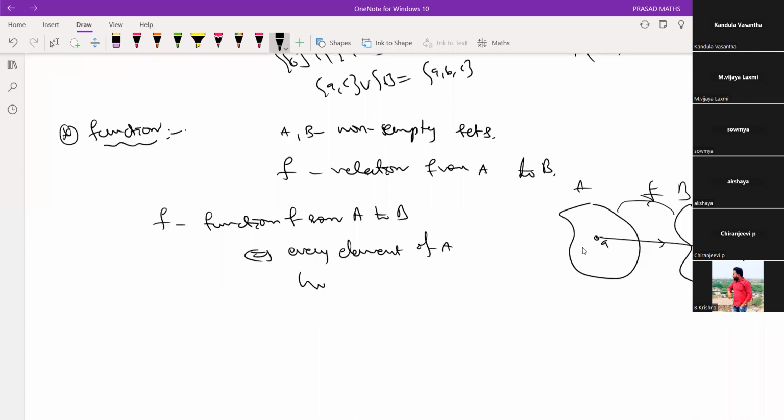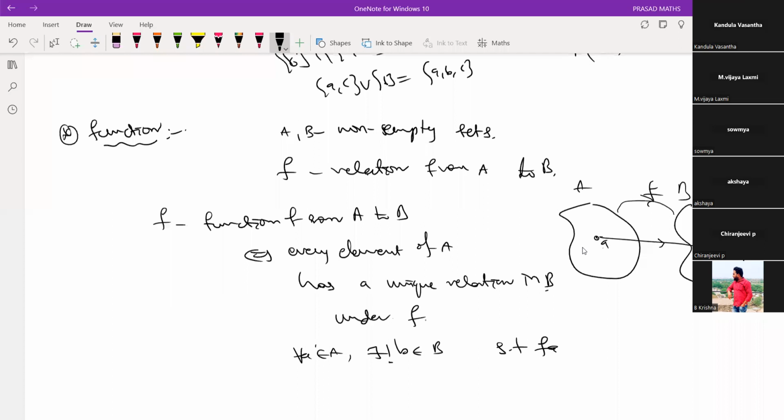Of A as a unique relation in B under F. That means for every element A in A, there is a unique element in B such that f of A equals B, that is, A is related to B. Right? If that happens, one can say that f is a function.